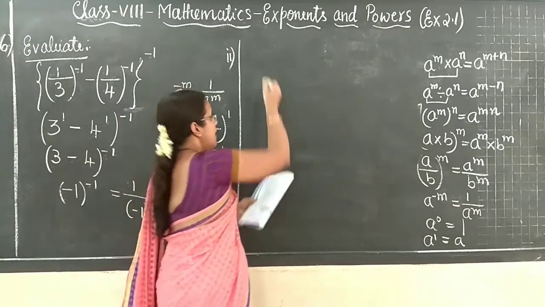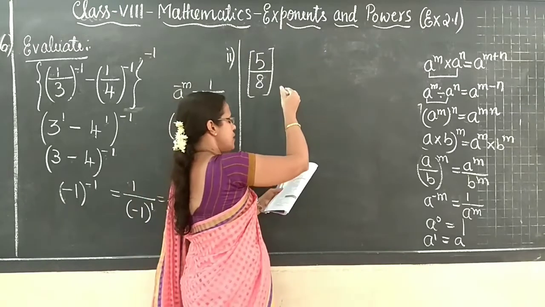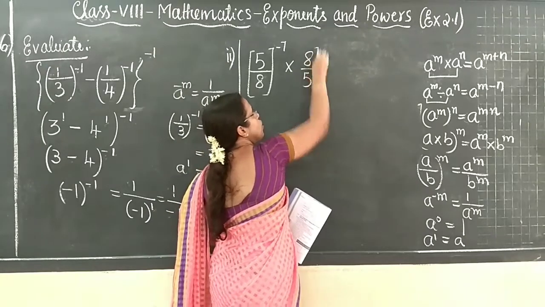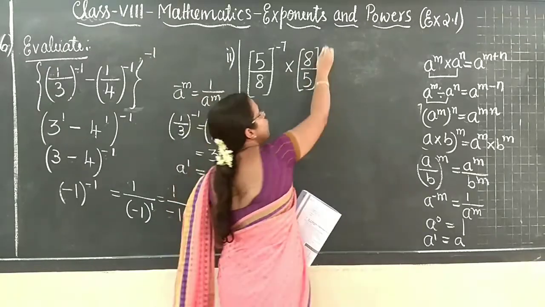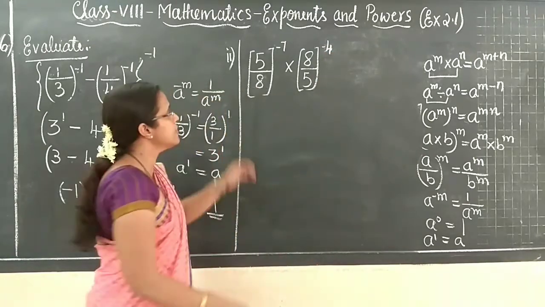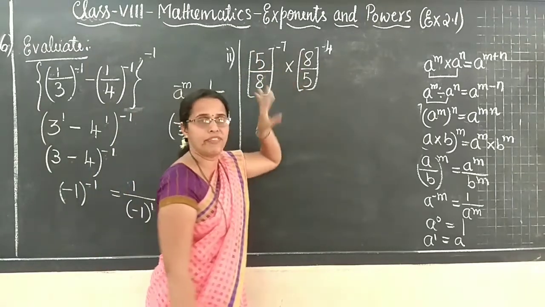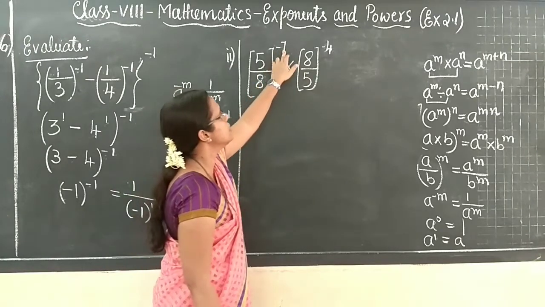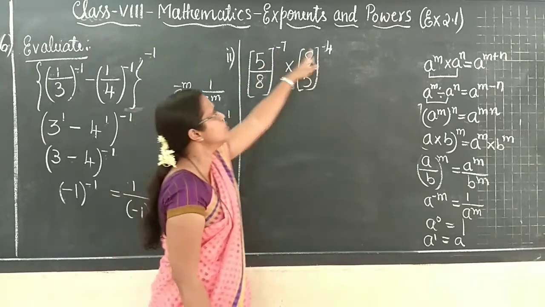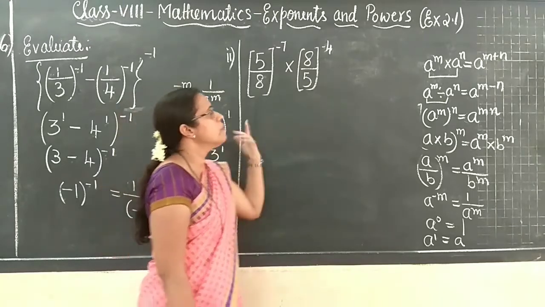Second one: (5/8)^-7 into (8/5)^-4. See, children, in this case, the situation is different. See there, this is 5 by 8, and this is 8 by 5, they are the bases. Powers are minus 7, minus 4. Bases are not same, powers also not same. What is the problem here?